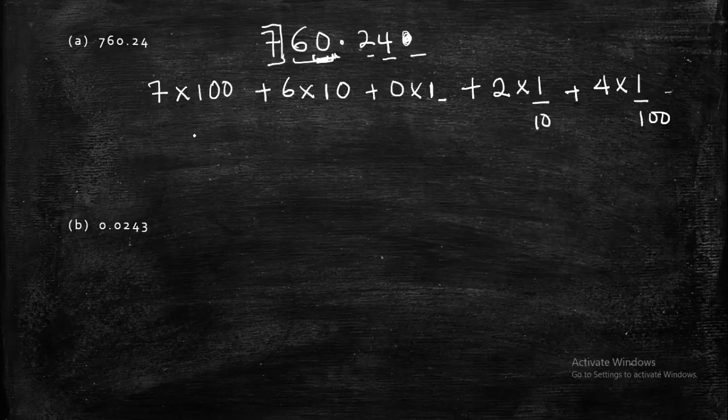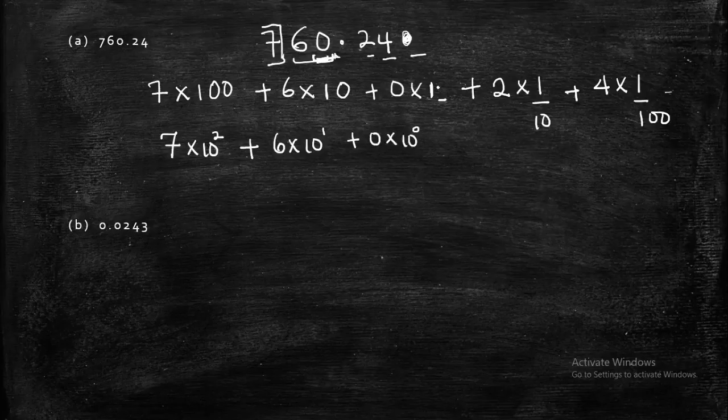So now to write it down in expanded form is going to be easy. 7 times 10 raised to power 2 zeros. So 10 raised to power 2 plus 6 times 10 raised to power 1 plus 0 times 10 raised to power 0 because it has no zeros, plus 2 times 10 raised to power minus 1.